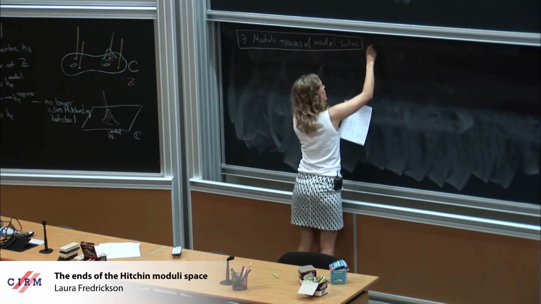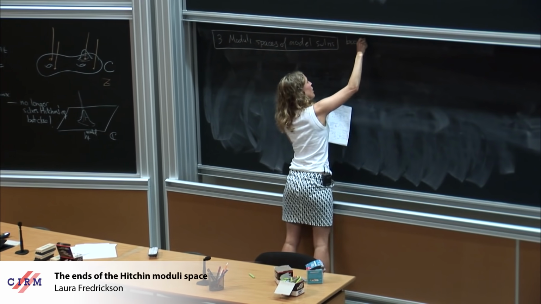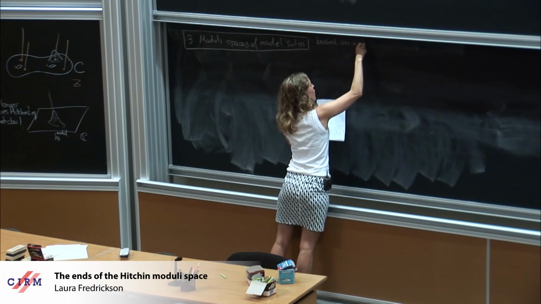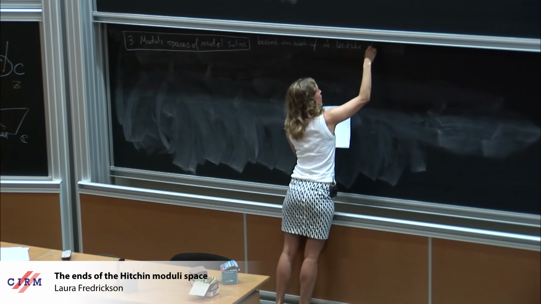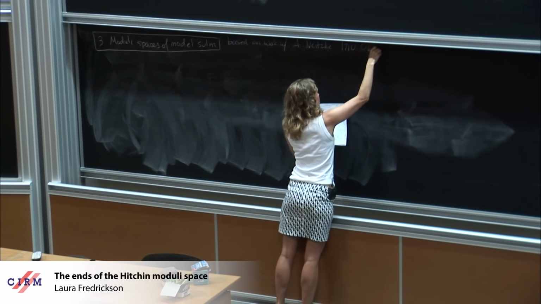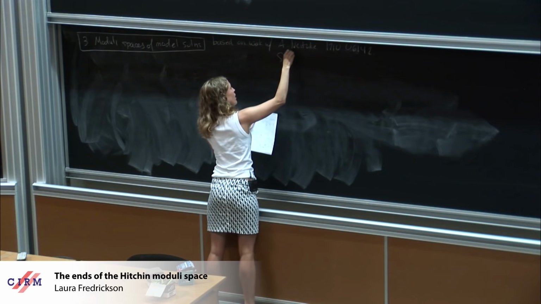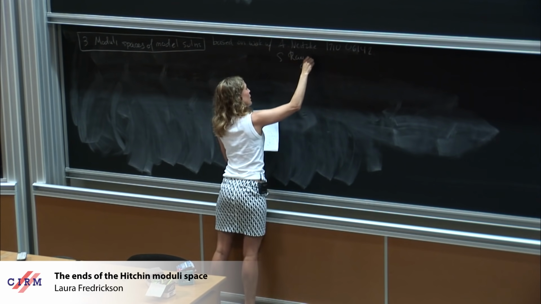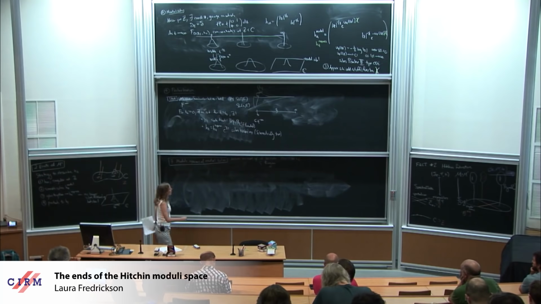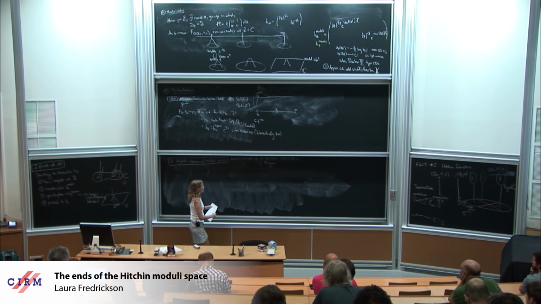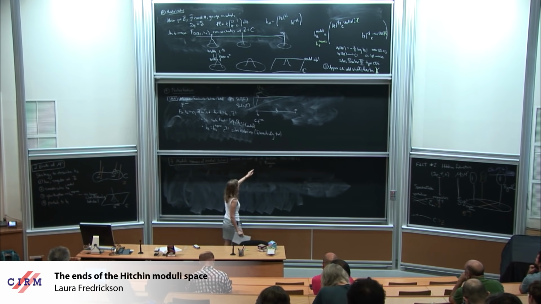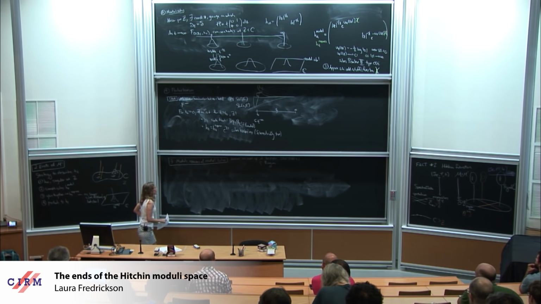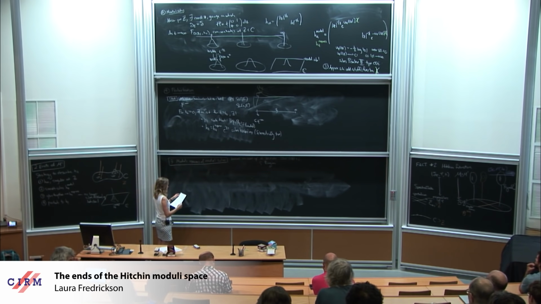And this is based on work with Andy Neitzke, and also Steve Rayan. But what I'm going to say is not actually the focus of either paper. I'm just trying to pull out of those papers the stuff that's relevant to this story about the ends of the Hitchin moduli space, because this paper was actually about some correspondence with some W-algebra representations.